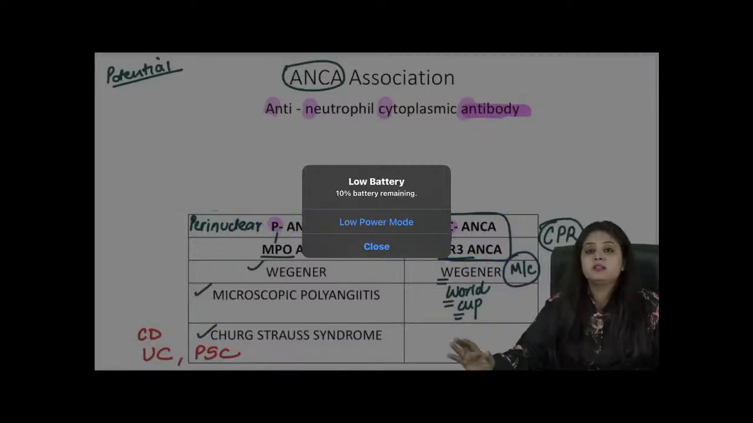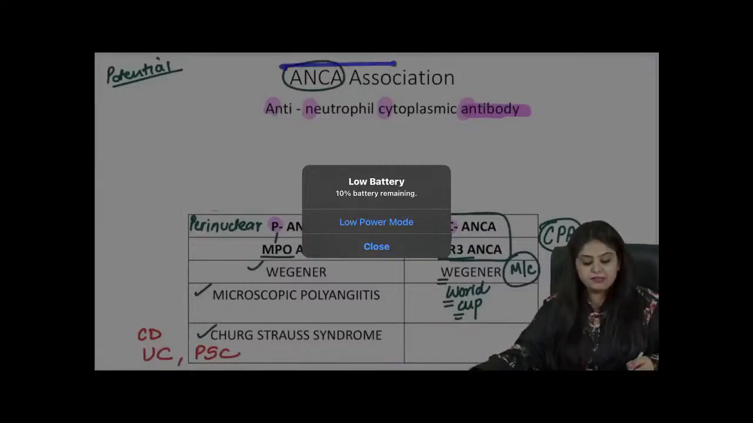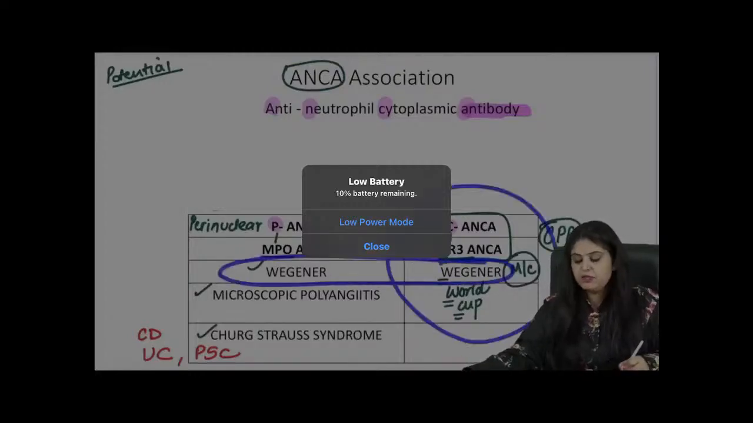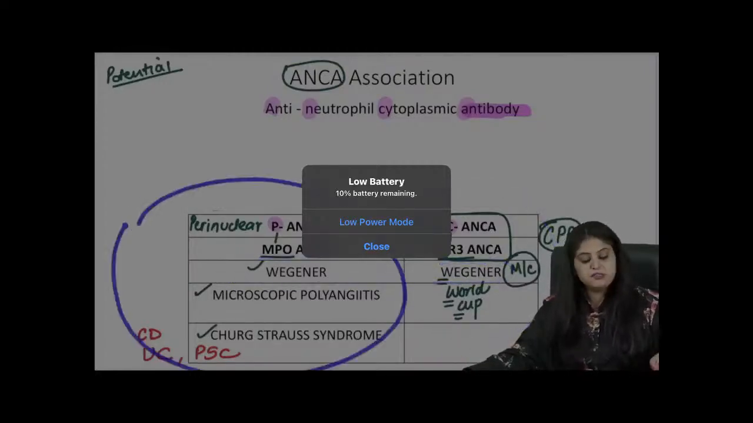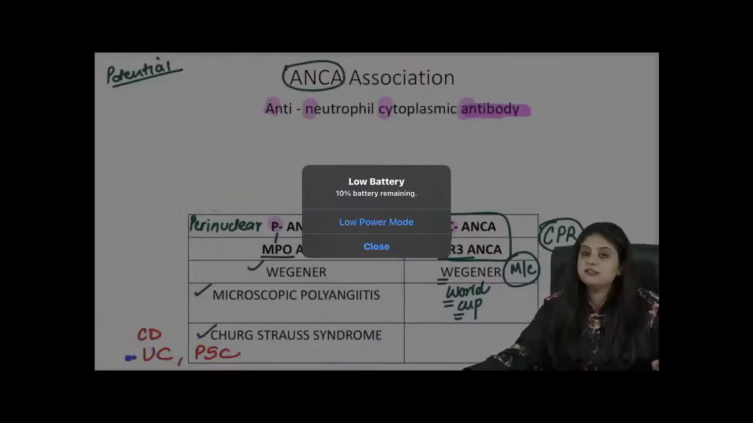Now, one of the latest screenshots I've been getting from every student is: other than ulcerative colitis, can Crohn's disease sometimes show you P ANCA? Yes, it can. It is a rare thing, but it is a trending question nowadays which you are getting on every platform, so I want you to know this. Whatever comes in the exam, the answer is always P ANCA. Only for Wegener's granulomatosis is the answer going to be C ANCA.